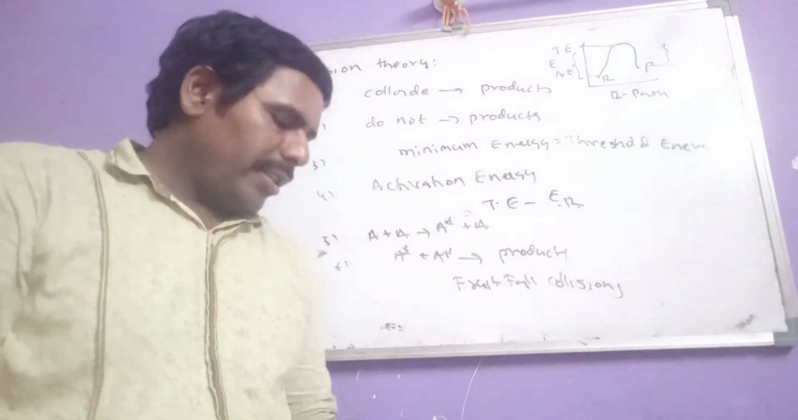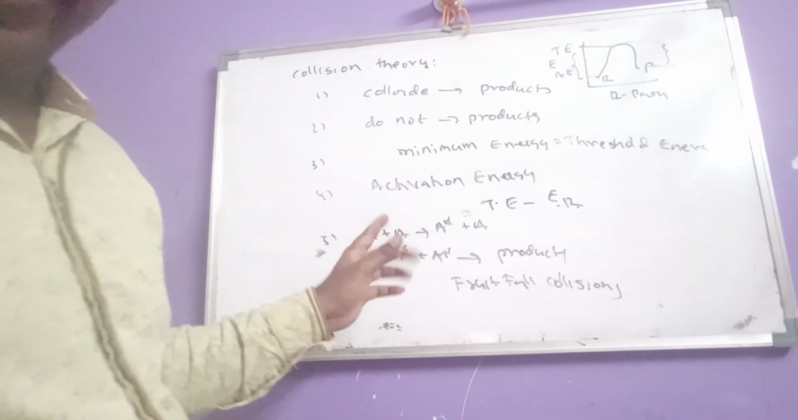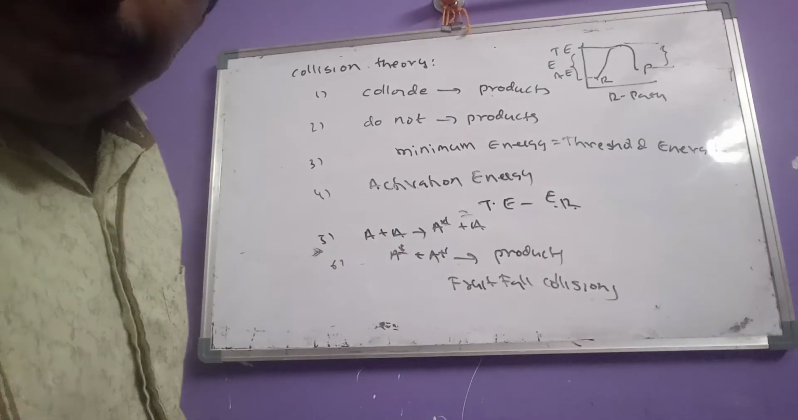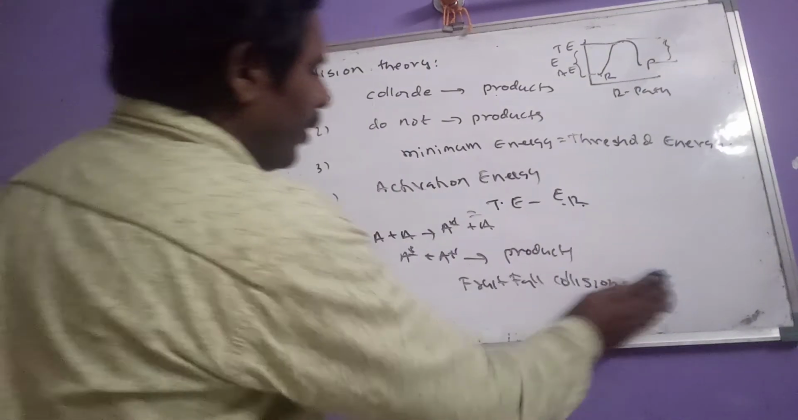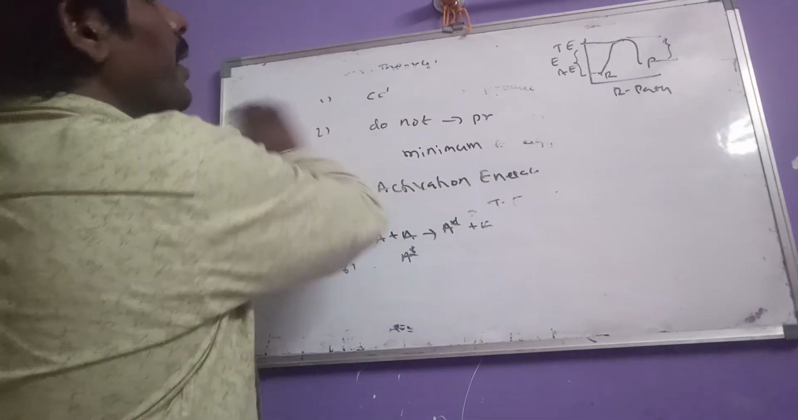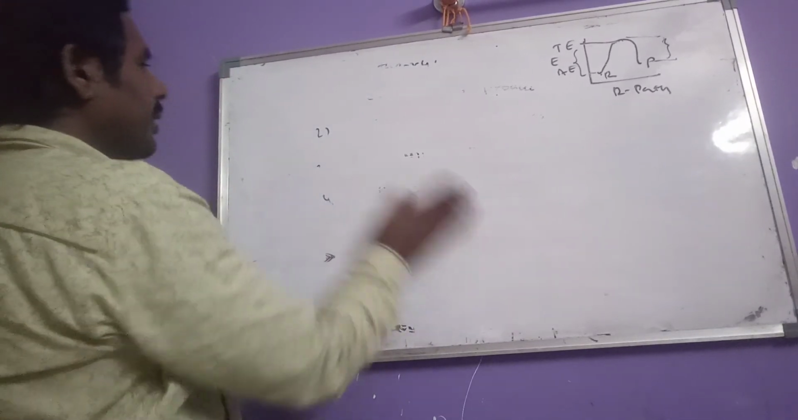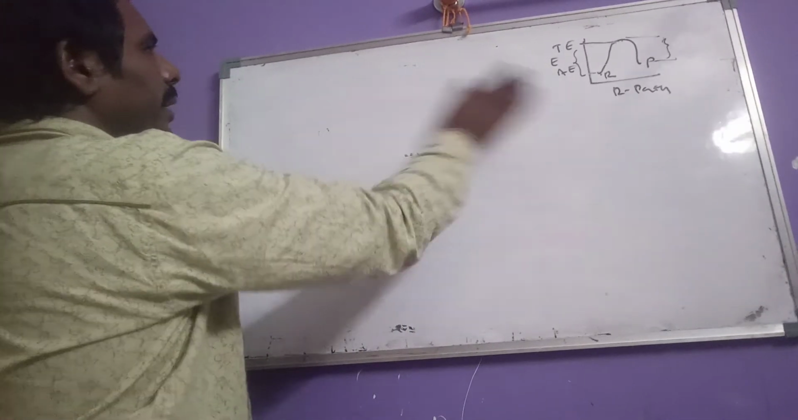Fruitful collisions. So this is regarding which one? Collision theory of reaction rates. Okay, then in this let us go for some important questions based on that energy diagram. Based on the diagram, some questions we may get here.